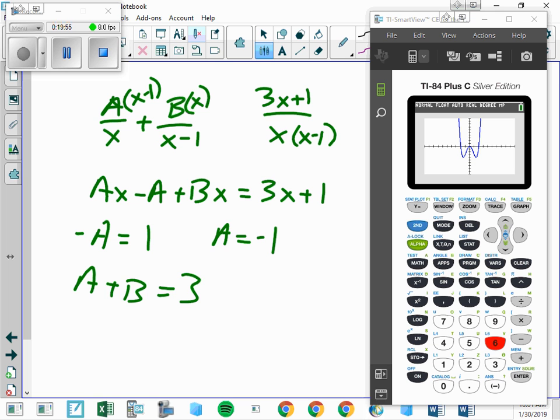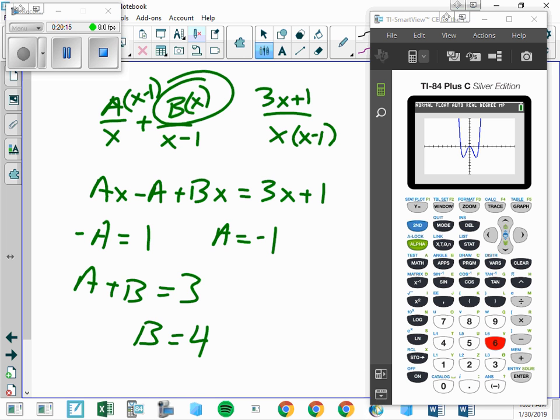And then it asks, what is the numerator if the denominator is x minus 1. So it wants the b value, which I calculated at 4. Did I get it right? D.